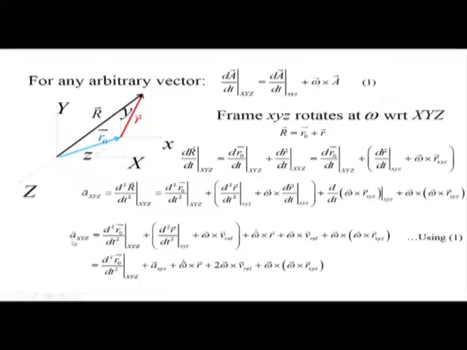So we came up with the final expression that the acceleration with respect to capital XYZ is d square r naught dt square, plus the acceleration with respect to small xyz, plus omega dot cross r, plus 2 omega cross v relative, plus omega cross omega cross r. So this is what we derived.